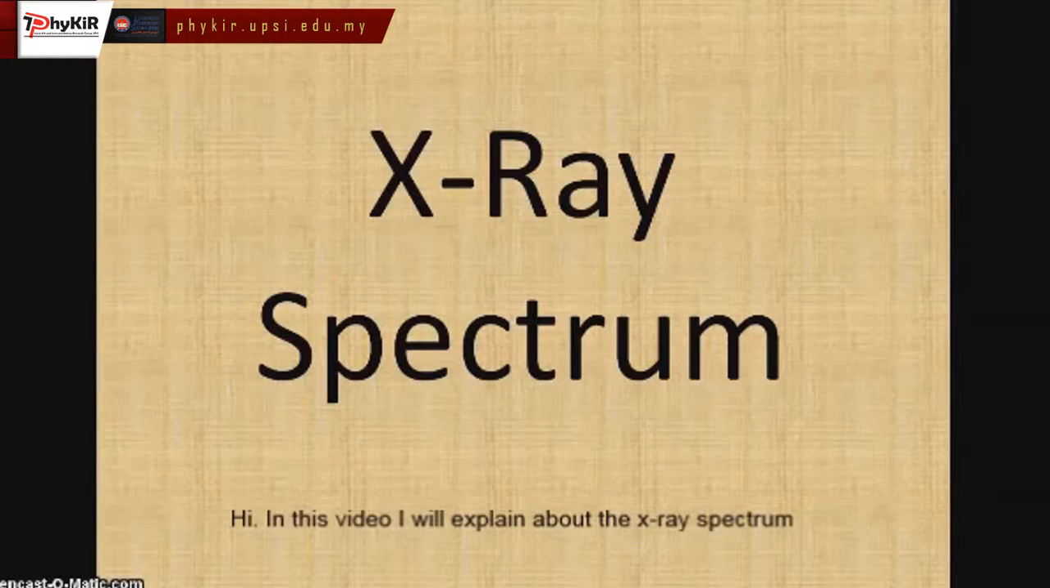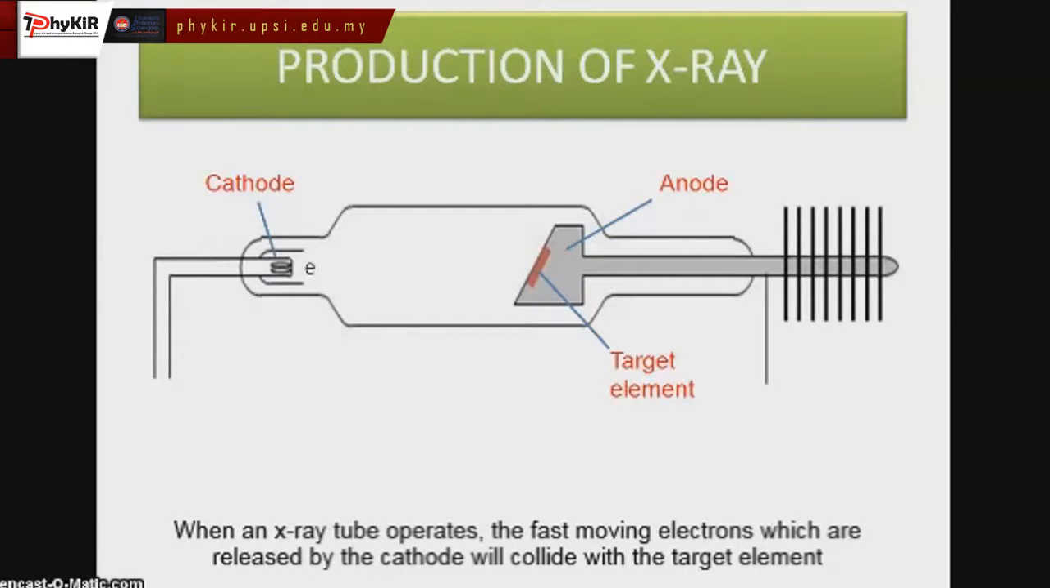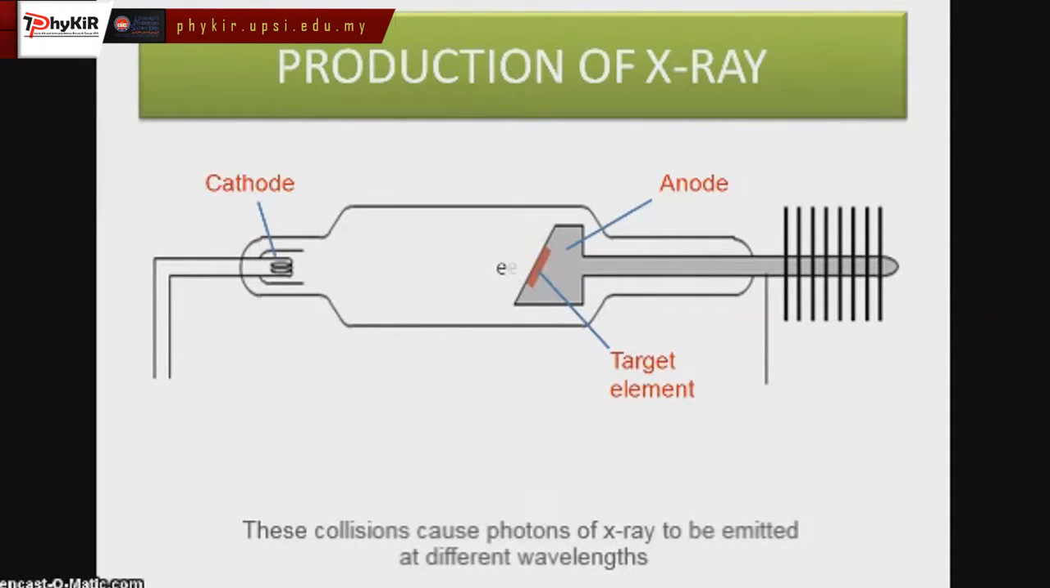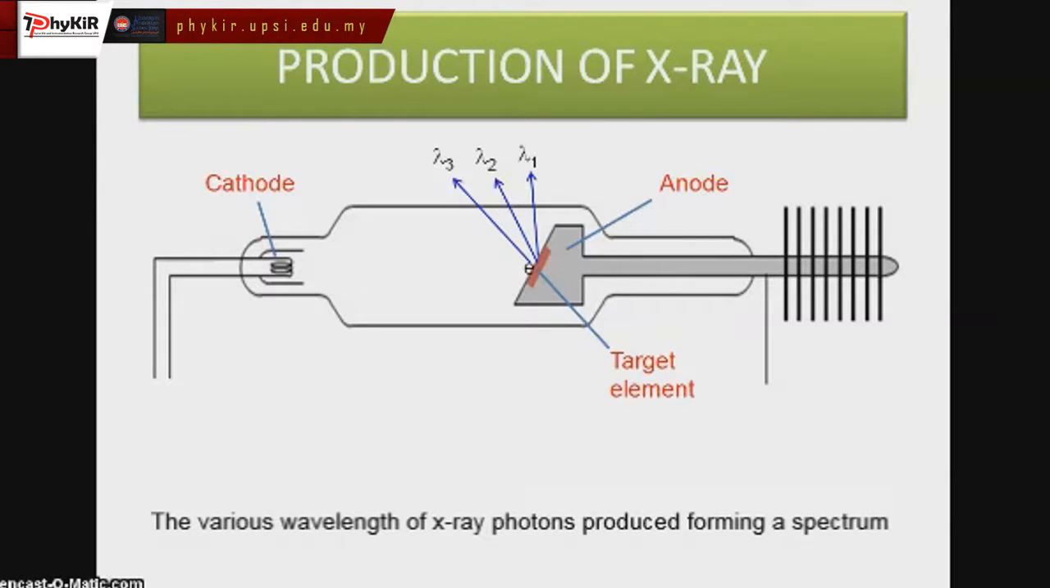Hi, in this video, I will explain about the X-ray spectrum. When an X-ray tube operates, the fast-moving electrons which are released by the cathode will collide with the target element. These collisions cause photons of X-ray to be emitted at different wavelengths. The various wavelengths of X-ray photons produced form a spectrum.